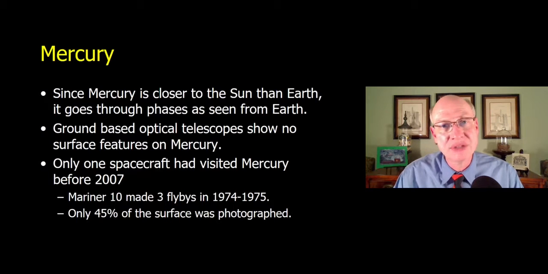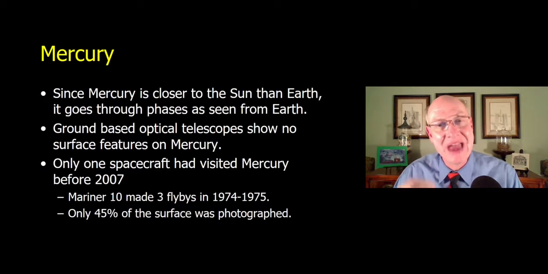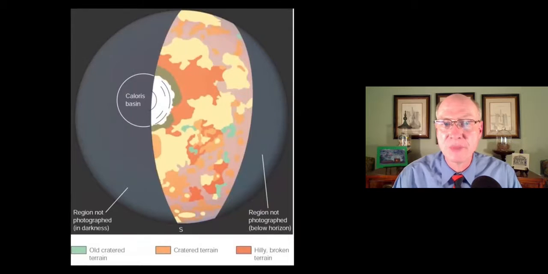Up until 2007, only one spacecraft had ever visited Mercury, and it flew by Mercury 3 times. And that was the Mariner 10 spacecraft. And it made 3 flybys in 1974 and 1975. But interestingly, every time it flew by, it saw the same face of Mercury. So ultimately, only about 45% of the planet had been mapped. So this is Mercury as a whole, and this is the small part of the planet that had been mapped.